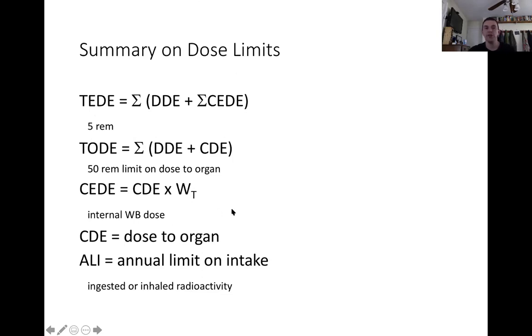There is a list of all of them. If you're interested in reading a little more on what the ALI is, it's something we use a lot in the radiation safety office. Probably less so for you guys because your concern is more external radiation.